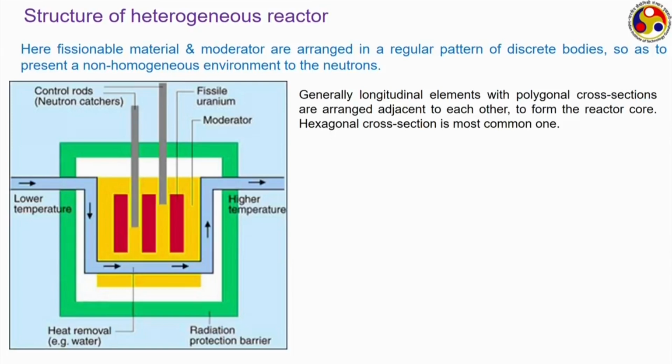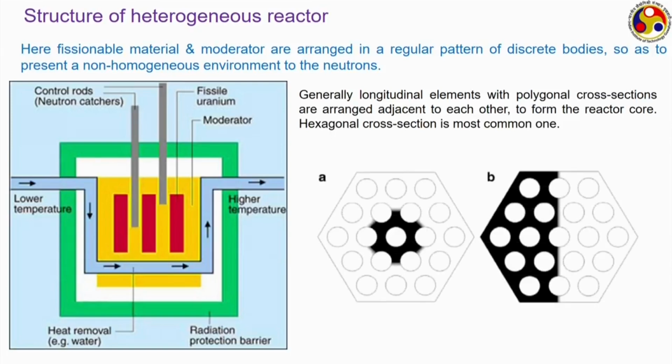Again, the diameter of the cylinder generally is kept quite small compared to its height. There are generally longitudinal elements with polygonal cross sections which are arranged adjacent to each other. Hexagonal cross section is the most common one, just like shown here. Here all the circular elements are the fuel rods. Cylindrical fuel elements are called fuel rods. These circles are fuel rods, and all the gaps in between are occupied by moderator or the coolant. We can also have rectangular or triangular cross sections in nuclear reactors, but hexagonal is mostly preferred.